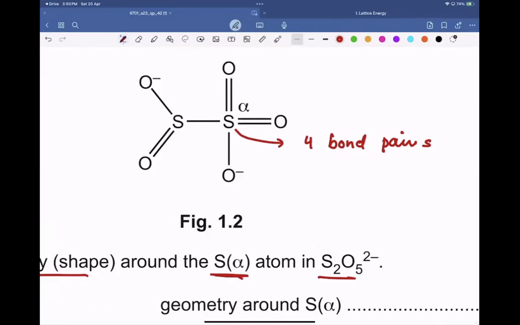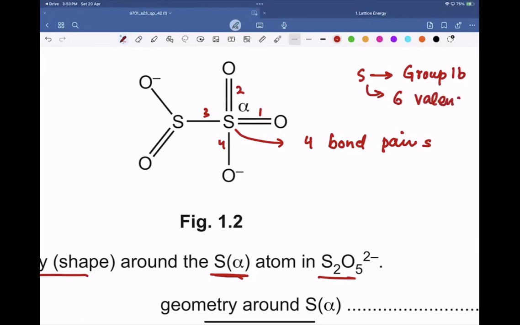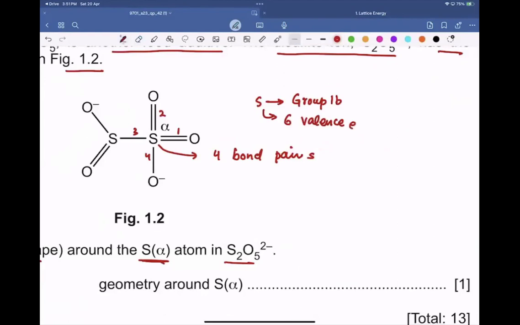When we are going to decide the shape, remember the double bonds, we are going to consider each as 1 bond pair. So there is one bond pair over here, a second bond pair over here, a third, and a 4th bond pair over here. If you look at sulfur, sulfur belongs to group 16 or group 6, isn't it? So it means sulfur has how many valence electrons? There are 6 valence electrons, right? Is this clear to all of you?